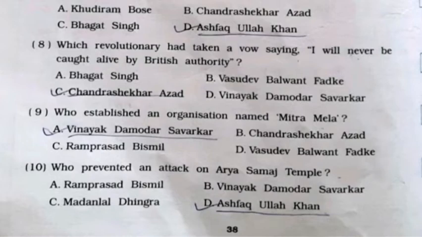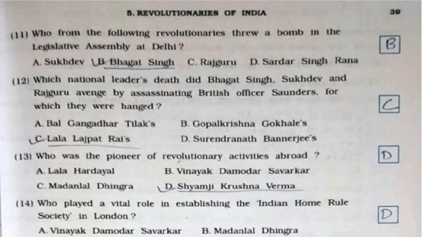Ninth one, who established an organization named Mitra Mela? It's option number A, Vinayak Damodar Savarkar. 10th, who prevented an attack on Arya Samaj temple? It's option number D, Ashfaqullah Khan. 11th one, who from the following revolutionaries threw a bomb in the Legislative Assembly at Delhi? It's option number B, Bhagat Singh.